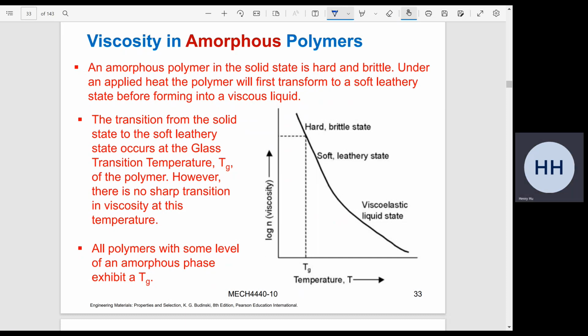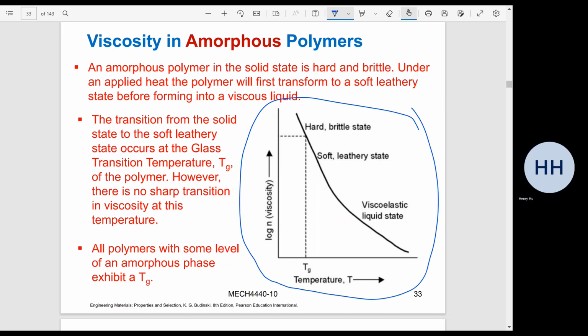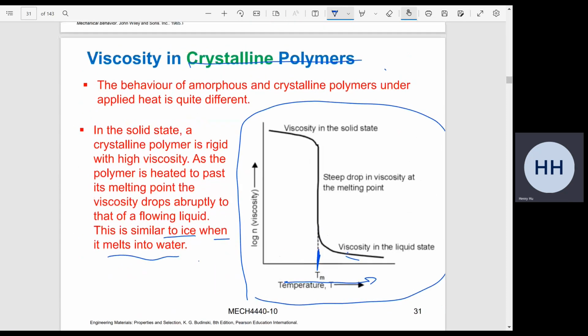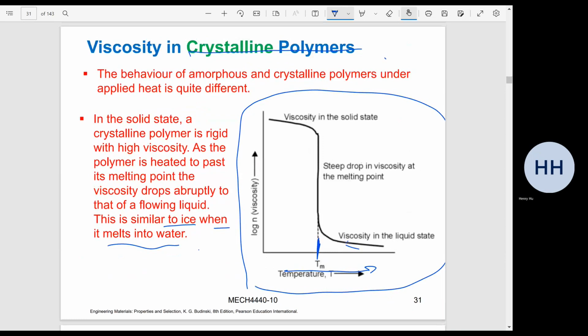So now viscosity for the amorphous polymer. This graph will show you the viscosity change with the temperature for the amorphous polymer. So let's just review the crystalline polymer first. If you increase the temperature, the viscosity will drop suddenly at the melting temperature. Go ahead.